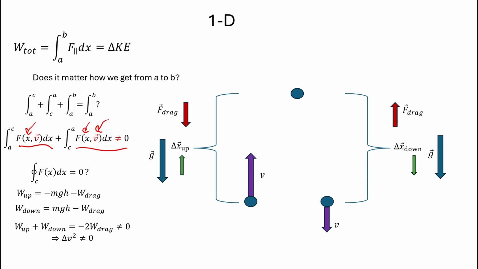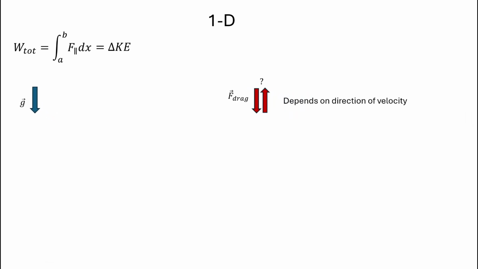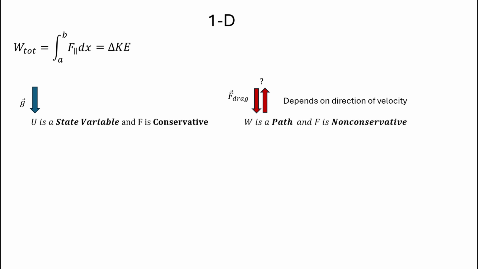So we want to know, if I look at a force, how do I know if this is going to happen? So this is what we can say. Drag depends on the direction of the velocity. G only points down all the time, okay? And so U is a state variable and F is conservative. I say U is a state variable because remember our chart, I could say here's U at A and here's U at B. And all I had to say is that if I'm at this location, my U has one value. If I'm at that location, my U has another value.